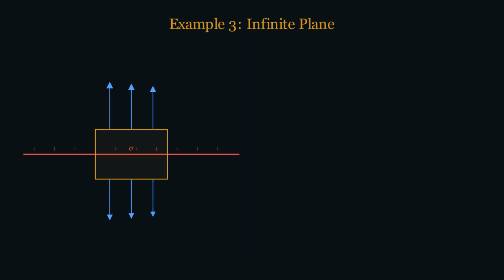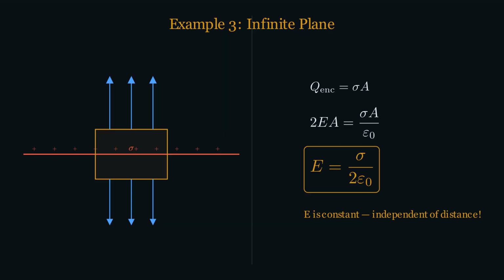Example 3. An infinite plane with surface charge density sigma. Use a pillbox straddling the plane. The enclosed charge is sigma times A, where A is the area of each cap. E goes through both caps, so the flux is 2EA. Set it equal to sigma A over epsilon naught. The A cancels. E equals sigma over 2 epsilon naught. Notice this doesn't depend on distance at all. The field from an infinite plane is uniform.